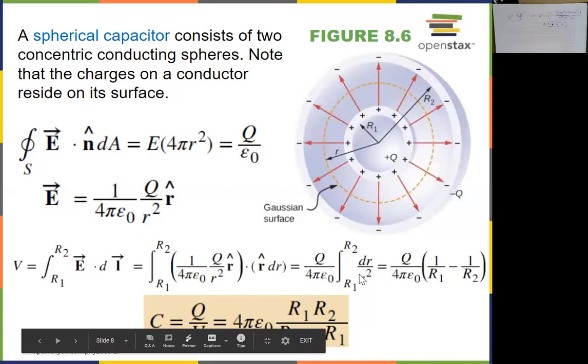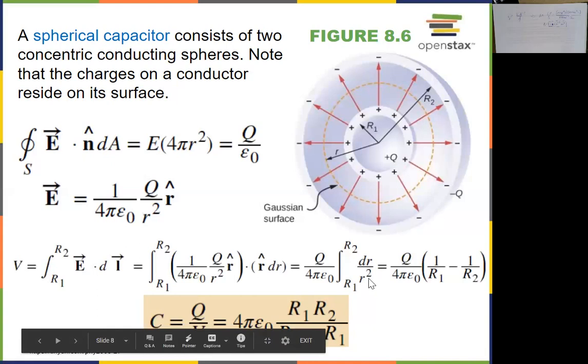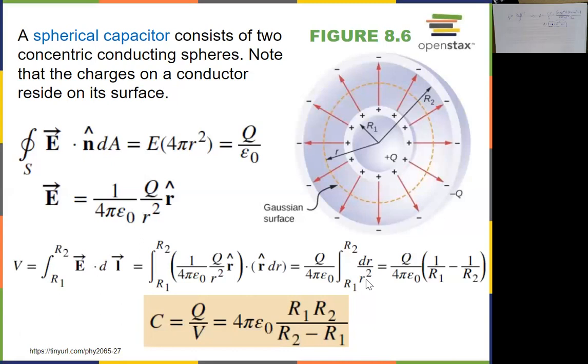There's one step missing here, from integration to the final step here. So if you are integrating 1 over r squared, it gives you minus 1 over r, right? When you do integration of it. So minus 1 over r, let me write it down here. Q over 4 pi epsilon naught integration r1 to r2, 1 over r squared dr. Okay, so this integration will give you minus 1 over r. Okay, and then r1 to r2.